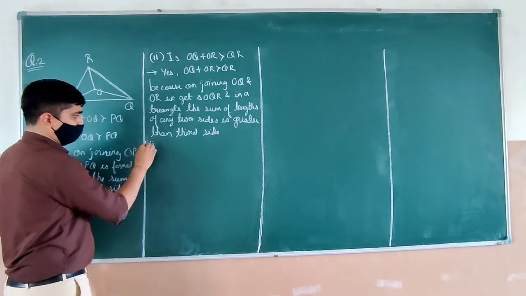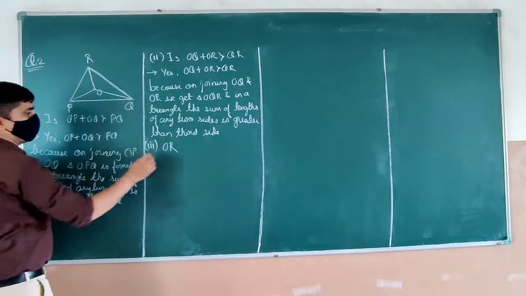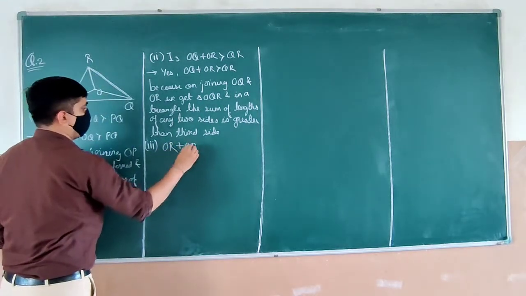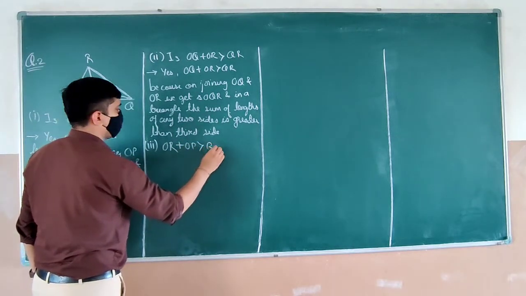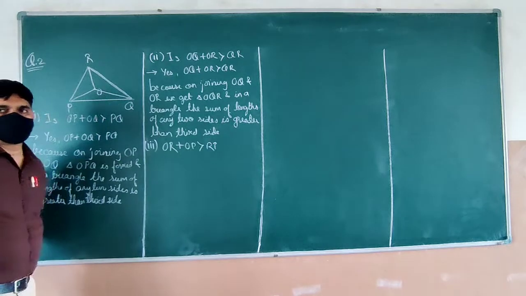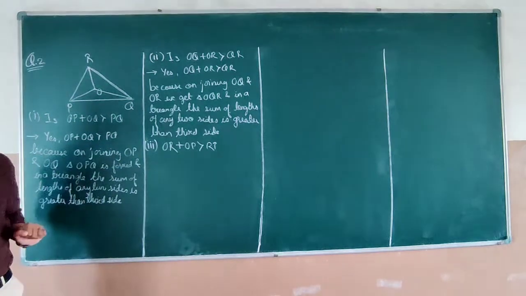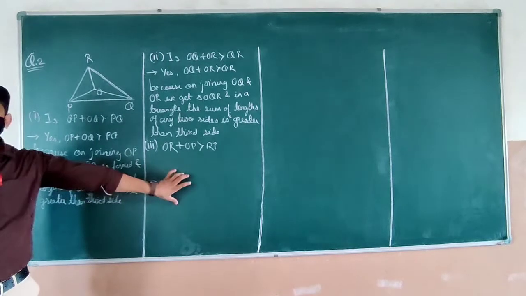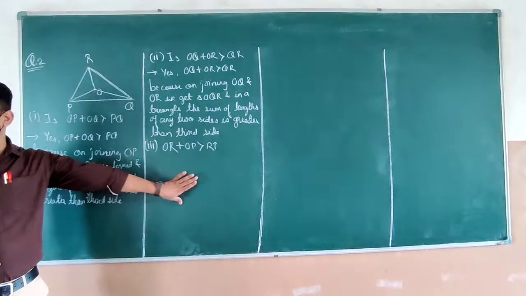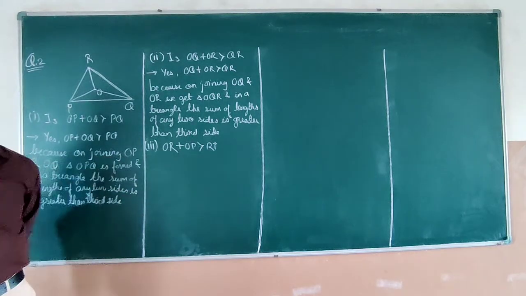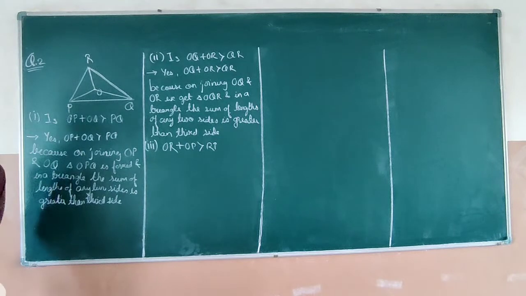Third part, what is it? OR plus OP, that is this one, is greater than RP. Is it so? Yes. Now what will we write? Who will tell me? I am not going to write this one. This is for you, homework. So one of you will tell me. Tell me what to do now. For reference, you can see and tell me the answer.